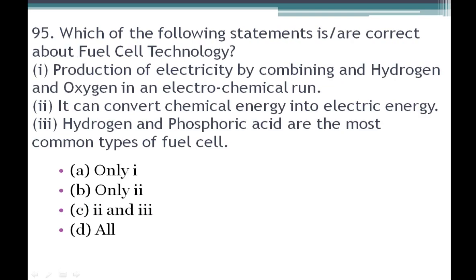Question number 95. Which of the following statements is or are correct about fuel cell technology? Number 1. Production of electricity by combining hydrogen and oxygen in an electrochemical run. Number 2. It can convert chemical energy into electric energy. Number 3. Hydrogen and phosphoric acid are the most common types of fuel cell. The correct answer is option D, that is all of the above.